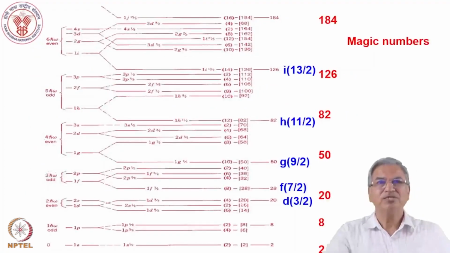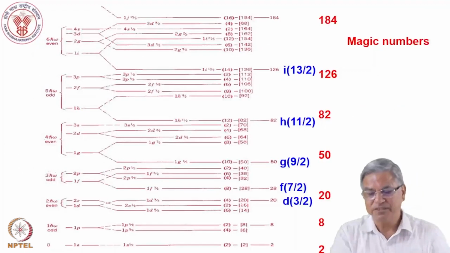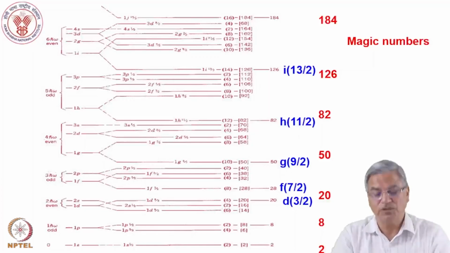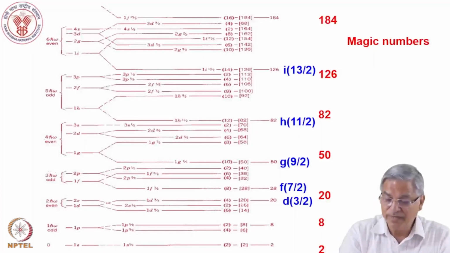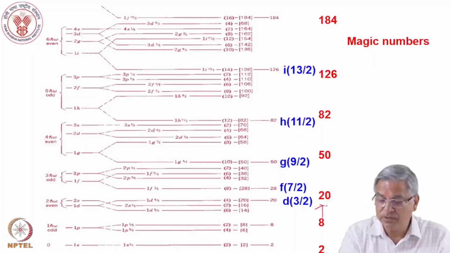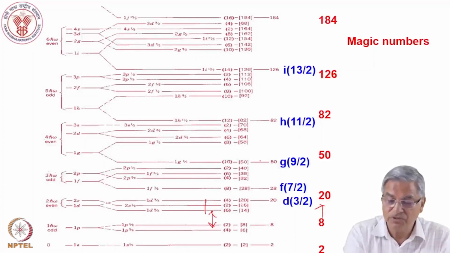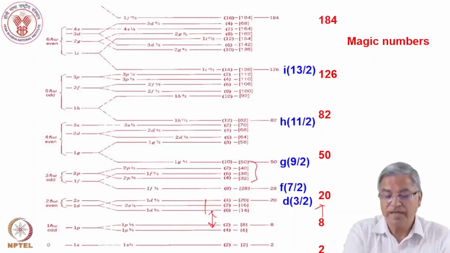Okay, now let us see how we can explain the magic numbers. Just now we discussed that magic numbers arise whenever there is a large gap between levels; this is called the shell. The concept of shell has come because after 8 and 20 nucleons, there is a large gap. So this is one shell, let us say shell 1, second shell, third shell, and then the fourth shell. There is a gap between two shells.